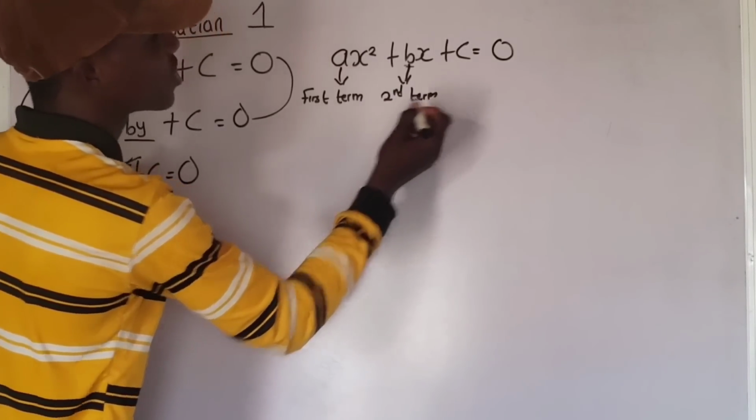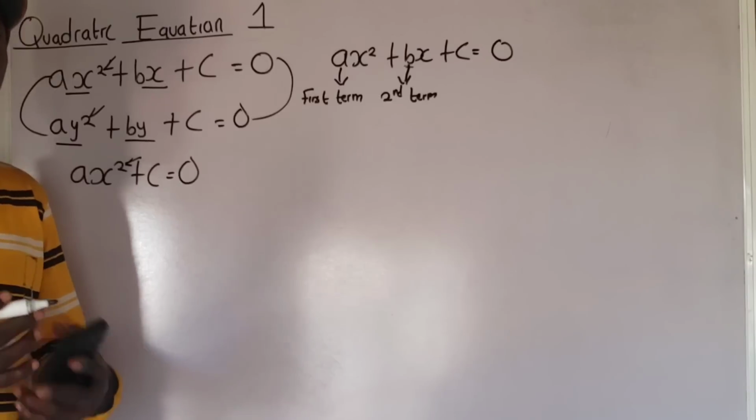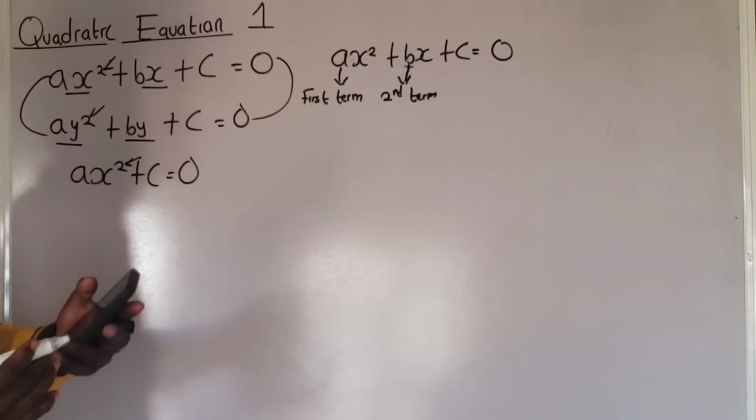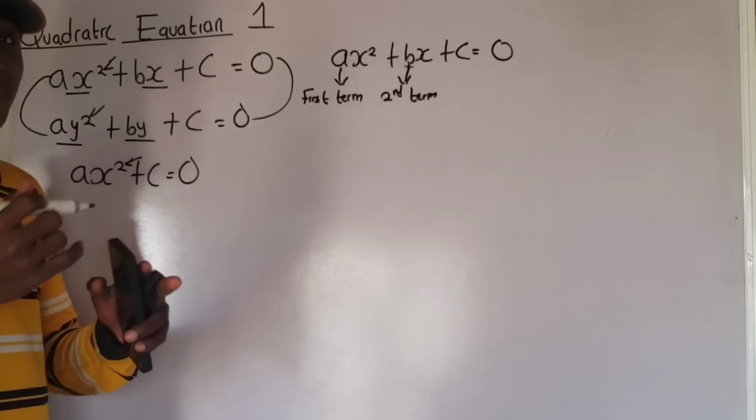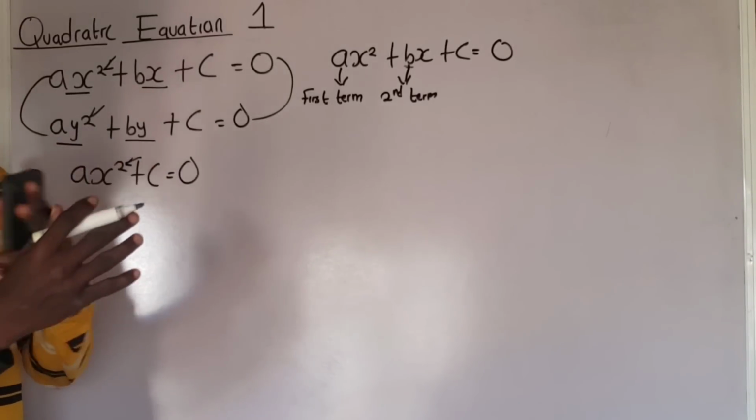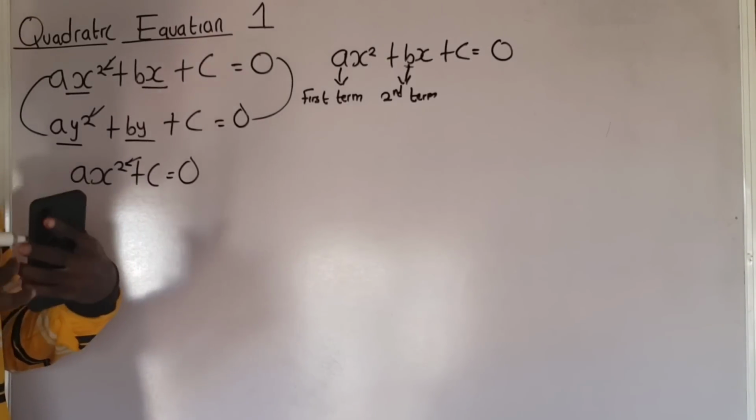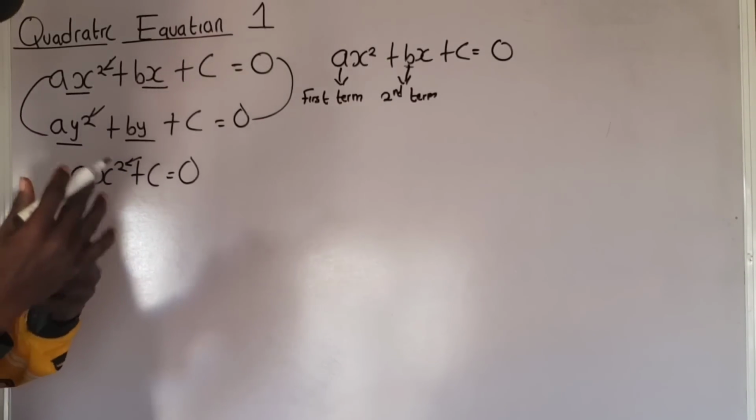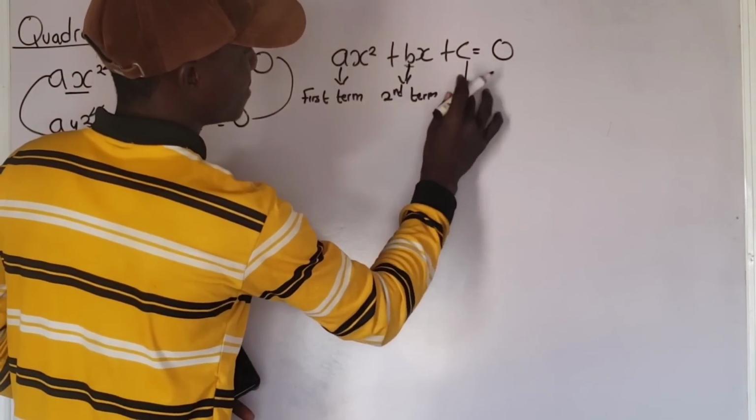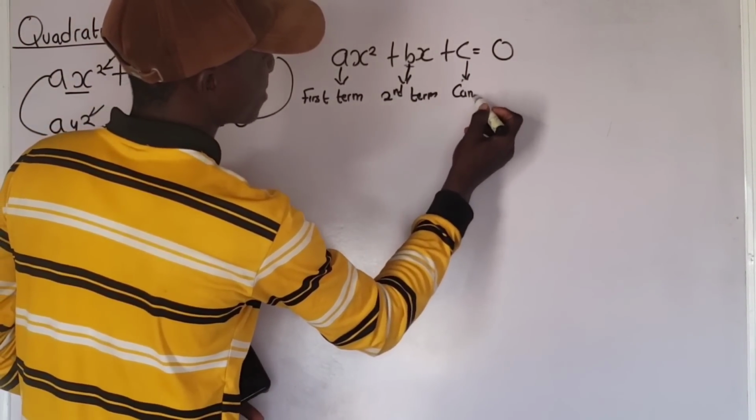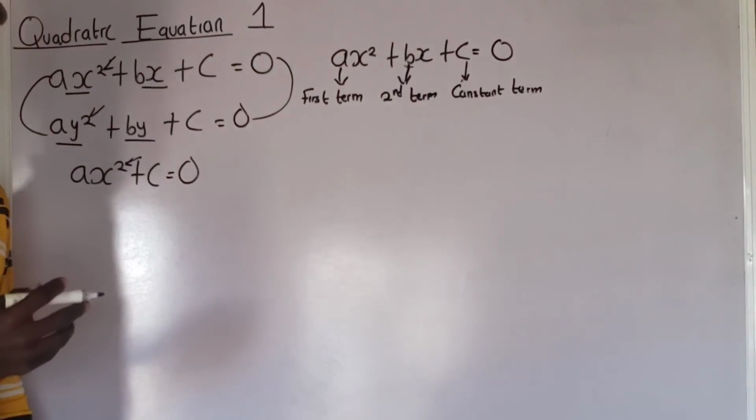Now, the constant term is the term that doesn't have the variable, the unknown that you are looking for. The constant term doesn't have any letters attached to it. It doesn't have the unknown that you are told to determine. The constant term is what? c. This is the constant term.